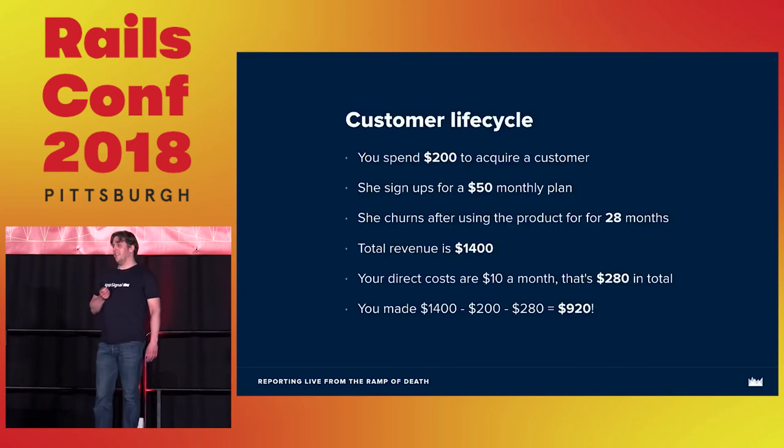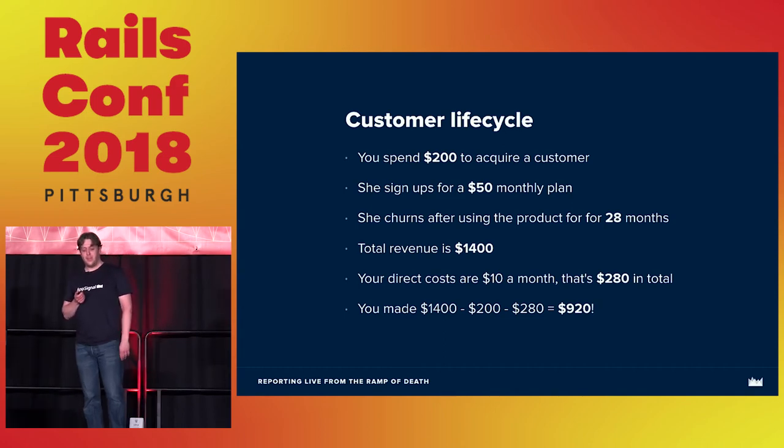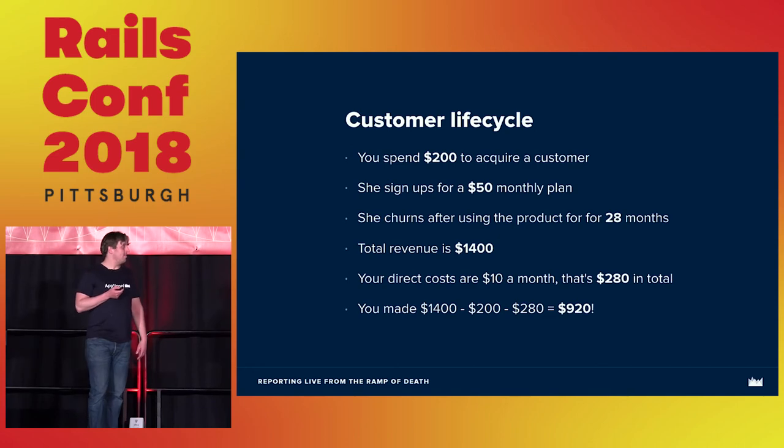So I made an example of a pretty typical use case for a customer that might happen in the real world. You're spending $200 to acquire the customer. Then she signs up for a $50 a month plan. And then she churns after using the product for 28 months, which is really long, by the way. That's a really good score. Then you made $1,400 in total revenue.